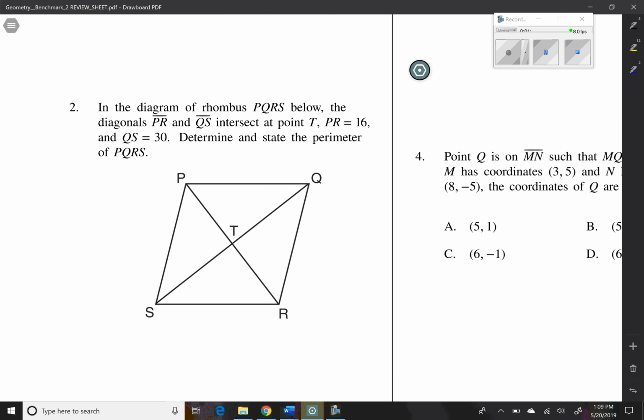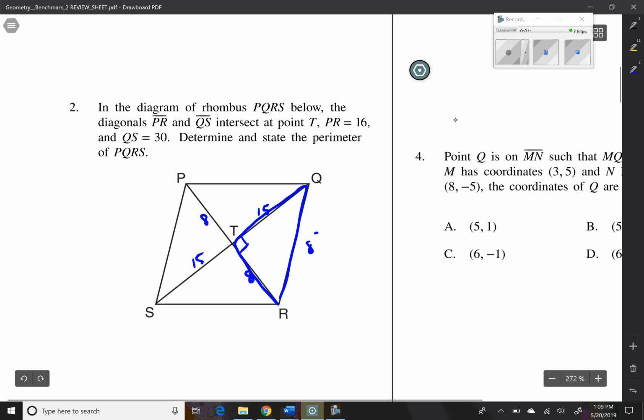The next question uses some of the rules about a rhombus. So in a rhombus, I know the diagonals bisect each other, so each of these two parts are 8, and each of these two parts are 15. I also know that I have a right angle anytime that the two lines are perpendicular, and I know that diagonals are perpendicular for a rhombus. So essentially, I have a Pythagorean theorem question. So I can do 8 squared plus 15 squared equals x squared. So I have 64 plus 225 equals x squared, or 289 equals x squared, giving me x equals the square root of 289, which is 17.